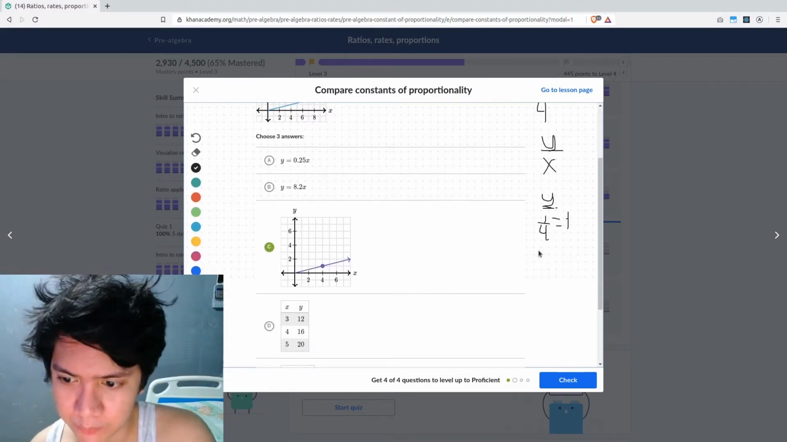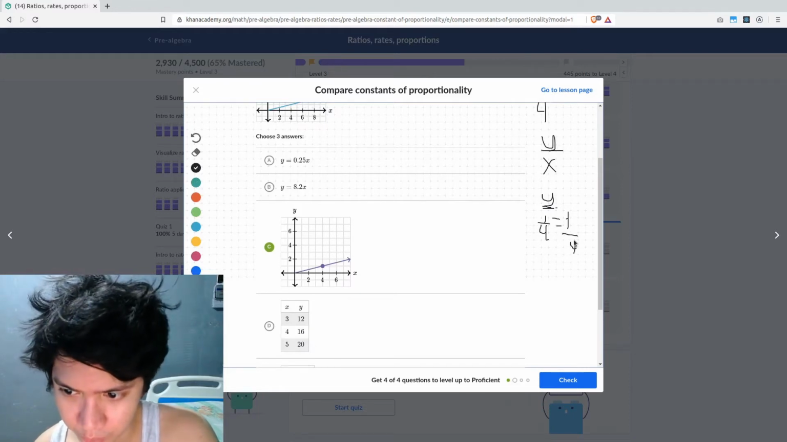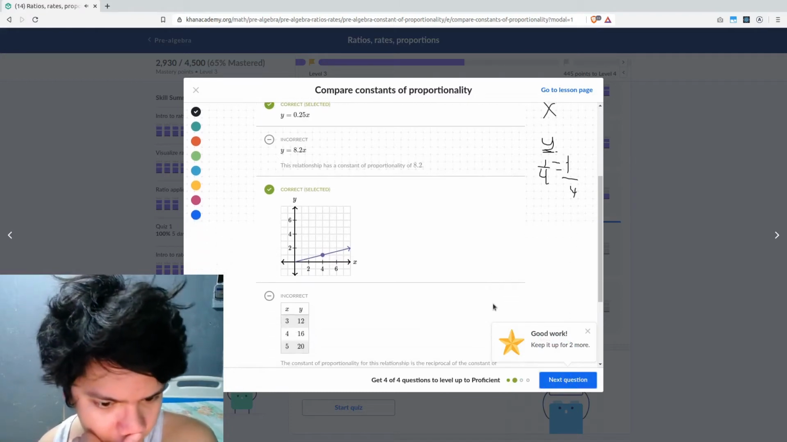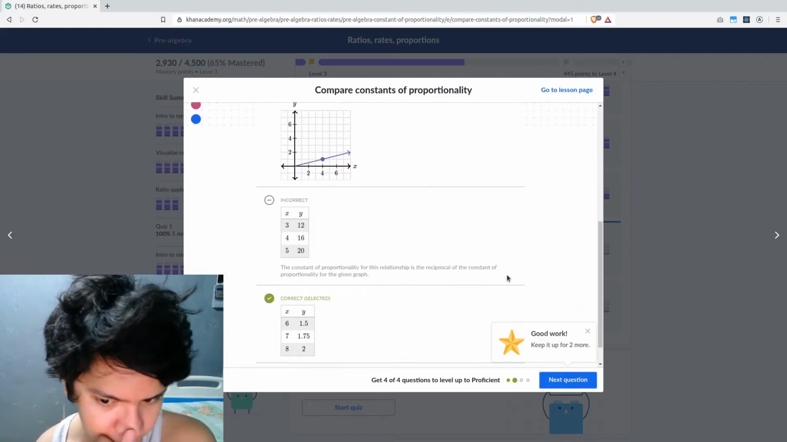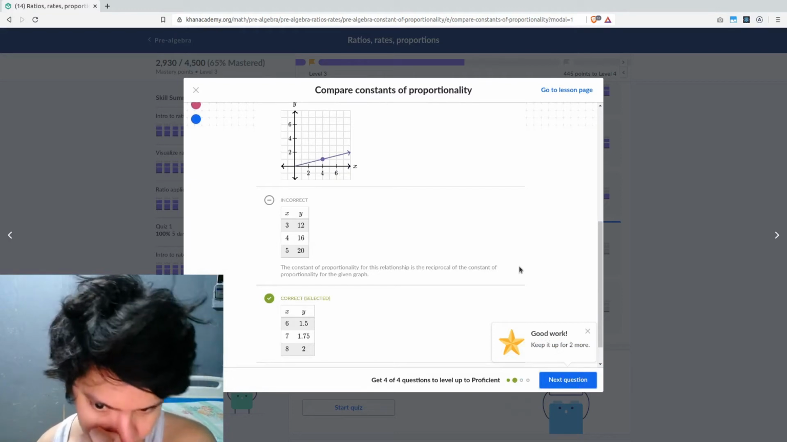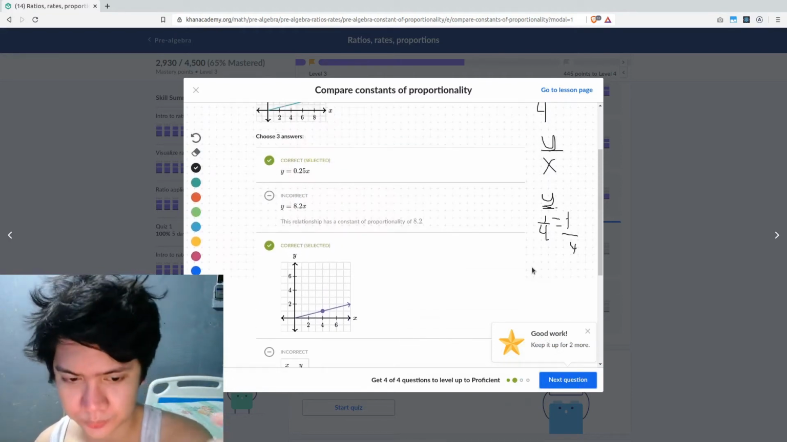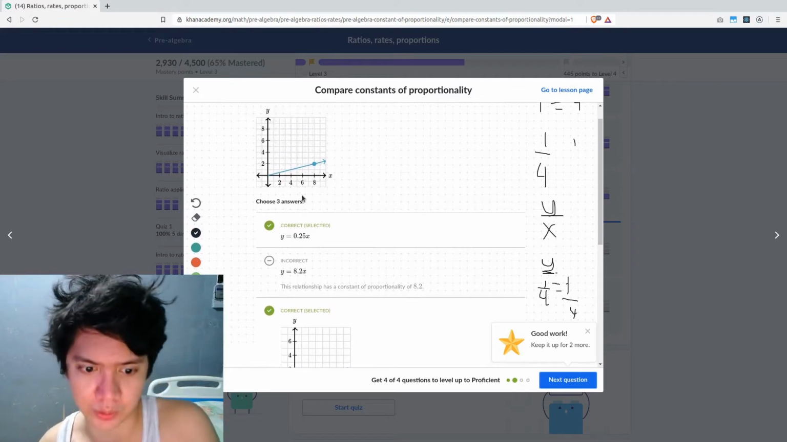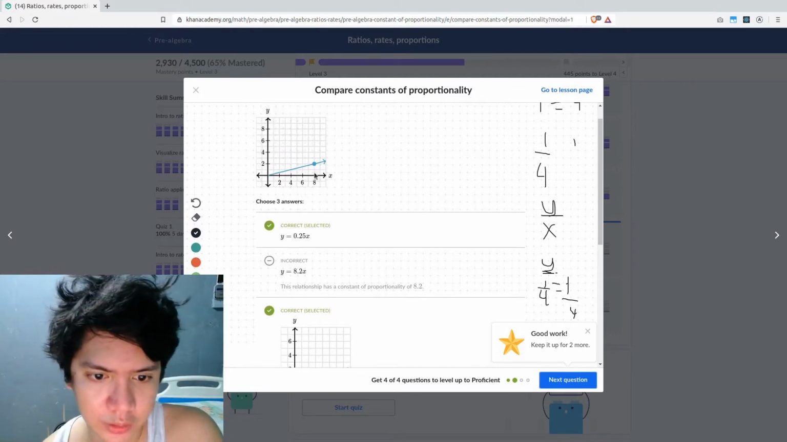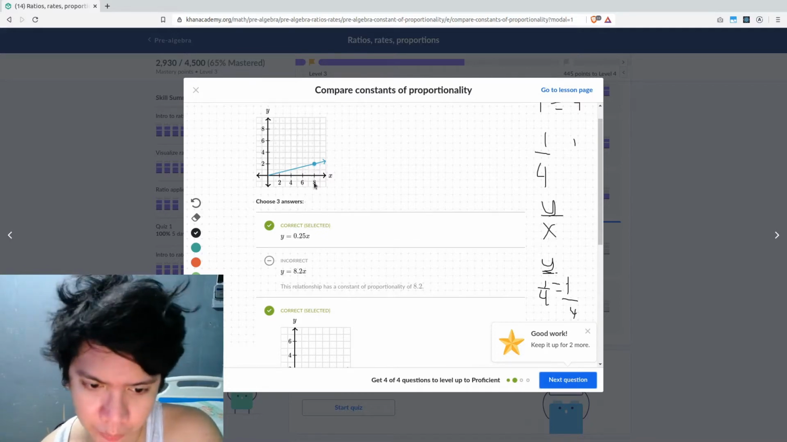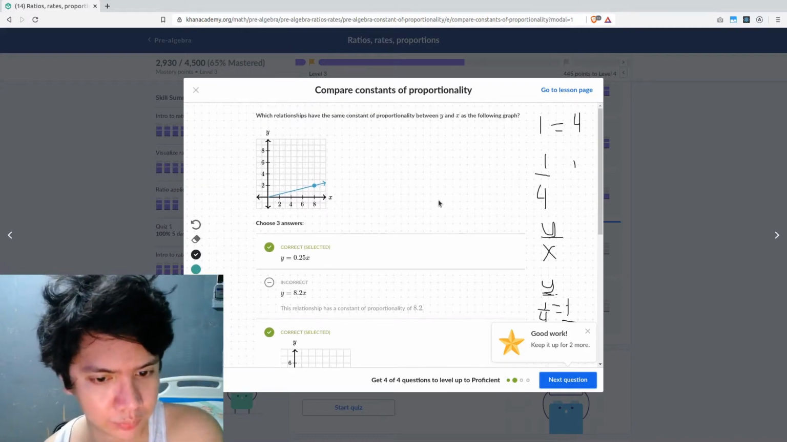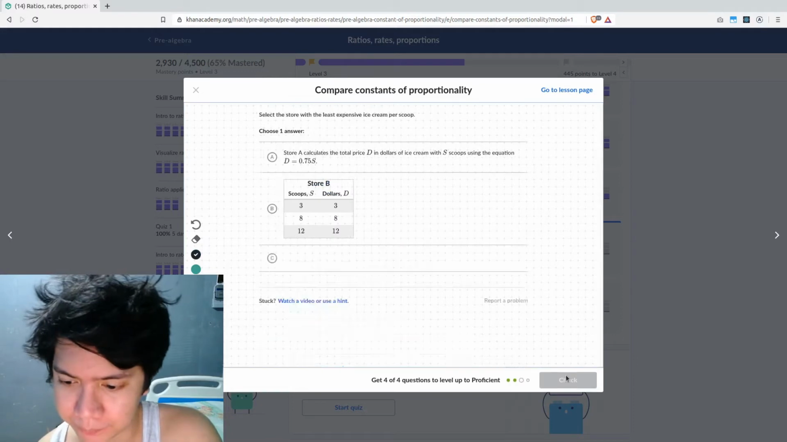So if we do 1/4, basically, oh my gosh. How do I think of this in a different way? If I just say 8, to divide by 8, I would get 0.25x.